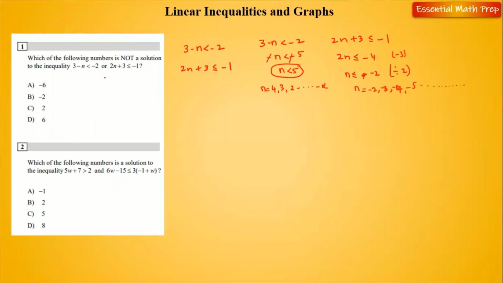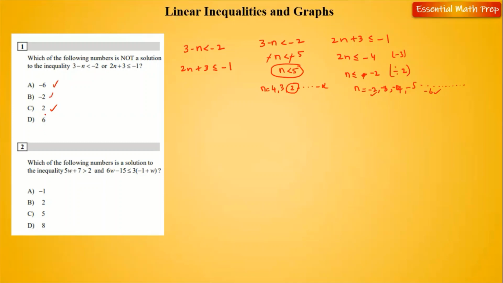So which of the following is not a solution? Well, look for values that are present in both of these, okay? So n cannot even have a value of 5. That means n cannot have a value of 6 for sure. N can have 2, so possible. N can have negative 2, possible. Negative 5, which means negative 6 is possible.